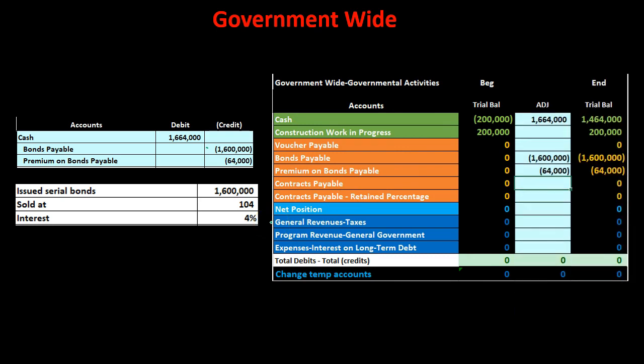This is normal kind of accrual type of accounting. We're going to say that the cash is going to go up. So we're going to increase the cash. The other side is going to go to bonds payable. So here's the bonds payable. It's going on the books as a liability. And then we have the premium on the bonds payable.